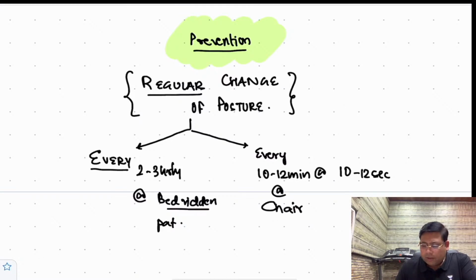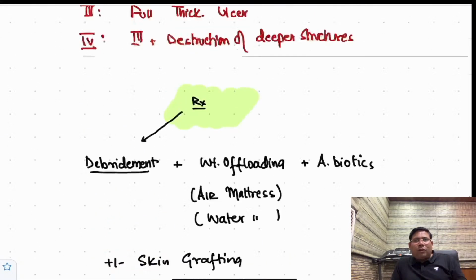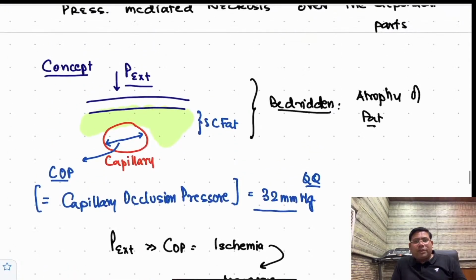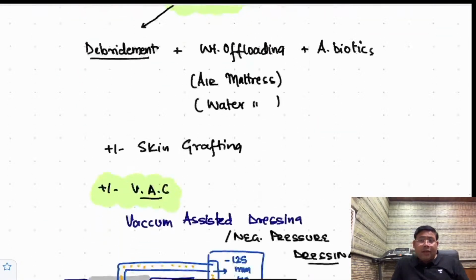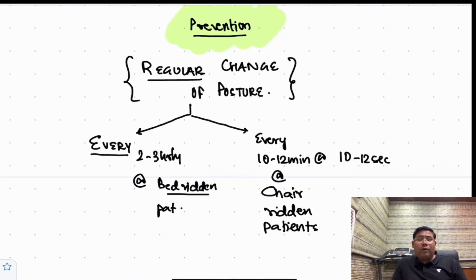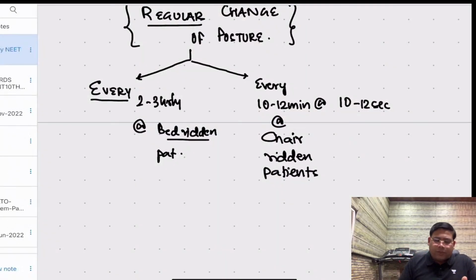For chair ridden patients. And this is what is very important. So chair ridden patients and bedridden patients both have a different thing. Do you know when you are sitting, actually the COP, normally what is the COP? The COP is only 30 or 32 mm Hg. The P external, when you are in sitting posture, may be 300, 400, even 500. So it's very high. That is why for chronically chair ridden patients, you need to change the posture every 10 to 12 seconds so that the local circulation is improved.